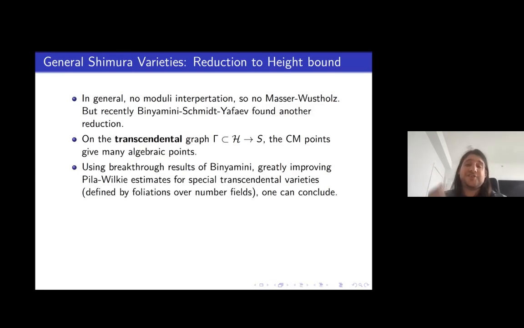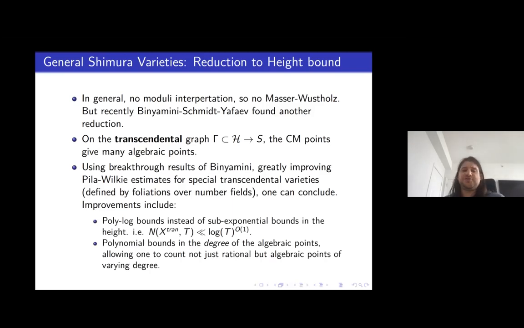Sorry, since the heights are small, if you assume the heights are small, you can't have many CM points, and so the degree must be quite large. Okay, however, you need something much stronger than what Pila and Wilkie gave you, and that's provided by recent results of Binyamini, and he got much, much stronger bounds. And just to summarize them, I'm not gonna go into the details.